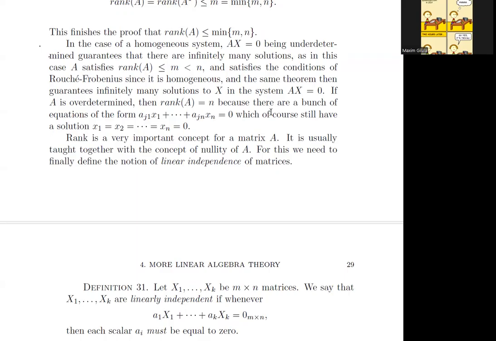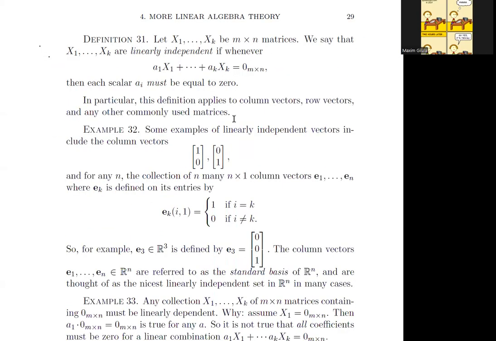If A is overdetermined, then rank A equals n because there are a bunch of equations of this form, which of course still have a solution where each one of them is zero, since homogeneous systems all have solutions. So rank is a very important concept, and it's usually taught together with the concept of nullity. And for that, we need to define linear independence of matrices, which is one of the most important concepts in linear algebra. So here it is.